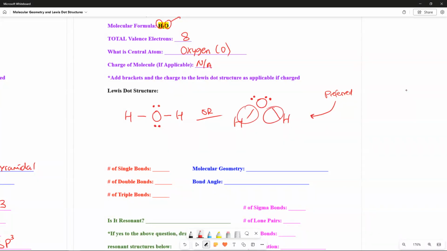Number of single bonds, 1, 2. Double bonds, we have none. We have no triple bonds as well. Molecular geometry, as I've said, is bent, and because it has two lone pairs instead of 1, it's going to have a bond angle that is less than 120. If you want to be exact, it's 105 degrees.